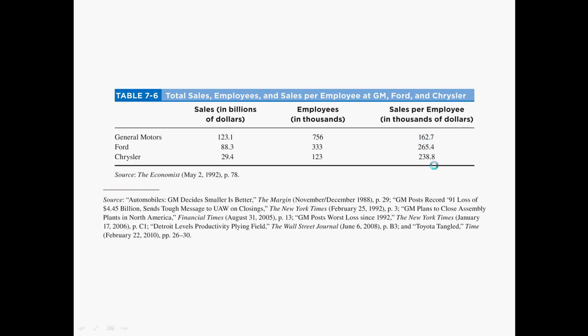Yeah, actually, I don't remember why this is in here. It might be an example, though, of GM deciding smaller is better. You notice here, GM has $123.1 billion worth of sales, 756,000 employees. They have the largest sales relative to the other two, but their sales per employee don't look very good. Ford has a smaller scale of operation, about half the employees, much more sales per employee, and then Chrysler's worse than Ford, but also better than GM.